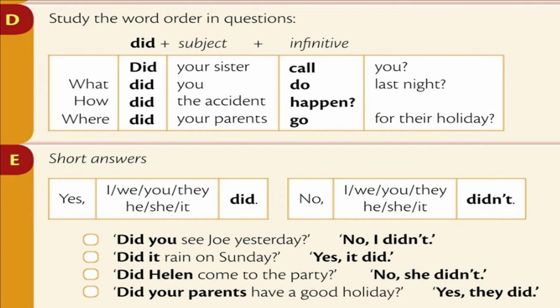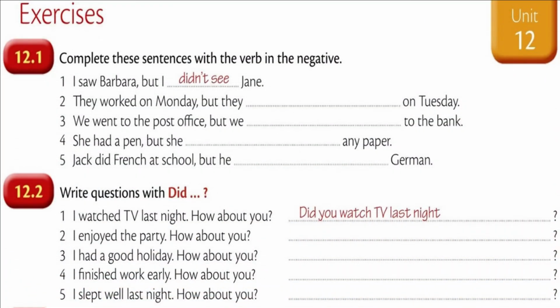Did you see Joe yesterday? No, I didn't. Did it rain on Sunday? Yes, it did. Did Helen come to the party? No, she didn't. Did your parents have a good holiday? Yes, they did. Now it's time for exercises.